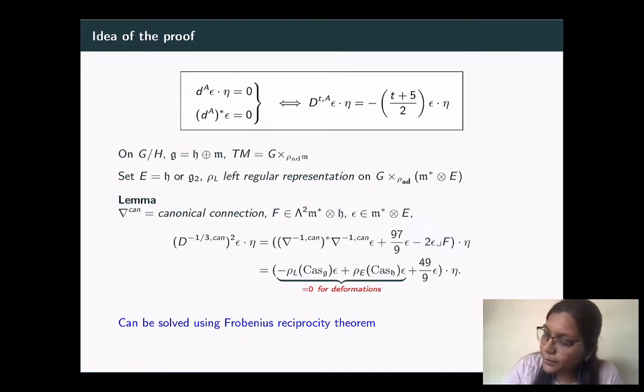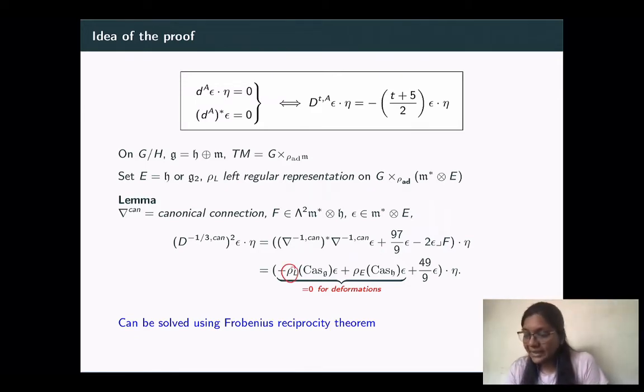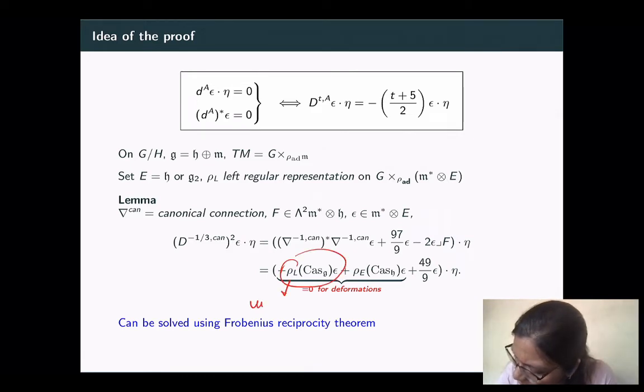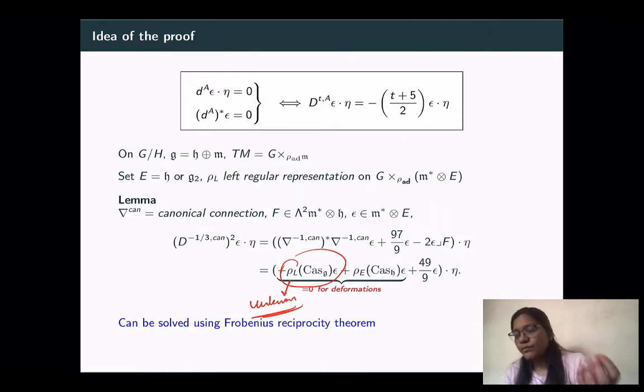So now here, if you look at this Casimir condition, we already know what is rho E. We know what is rho E because that is just the adjoint representation of the Lie algebra of H or the Lie algebra of G2. So we already know what is rho E. What is unknown is this. So this is the unknown. We do not know what are the left regular representations of the Lie algebra of G or the Lie group G, which will satisfy this condition. So that is what we need to find out.